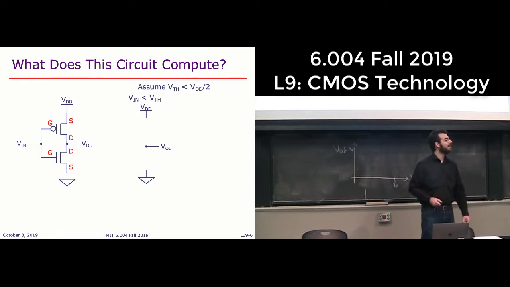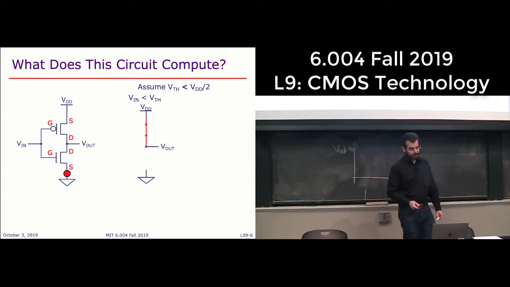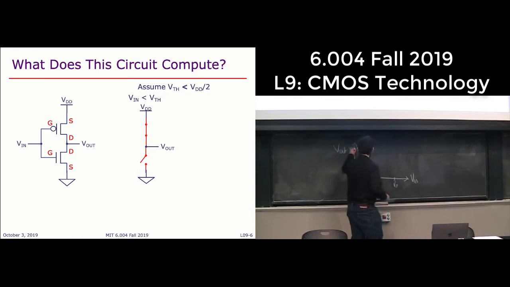The top one will be conducting. Exactly, because at a low voltage, VGS here is very high, or VSG is very high. So you have a very low voltage at the gate of the PFET, so this transistor is on. And there is a low voltage here, so there's no voltage difference between these two terminals, so this NFET is off. And so what is V out? Basically VDD, right?